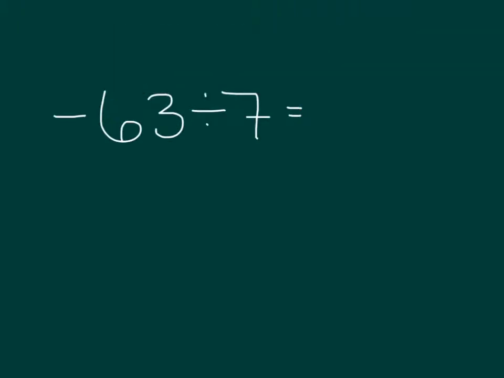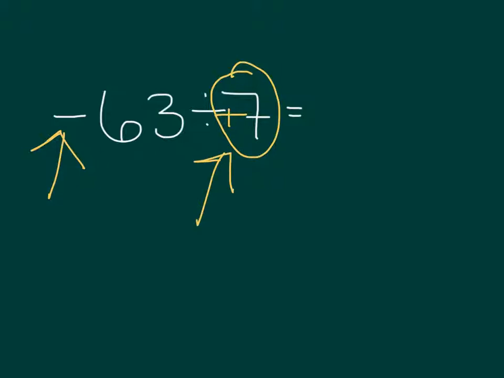Let's try another example of -63 divided by 7. So we first need to identify what our sign is going to be. We have a negative, and anytime that we have a number that does not have a sign in front of it, we assume that sign is positive. So here we have a positive 7. So a negative and a positive, our answer is going to be negative. 63 divided by 7 is 9.